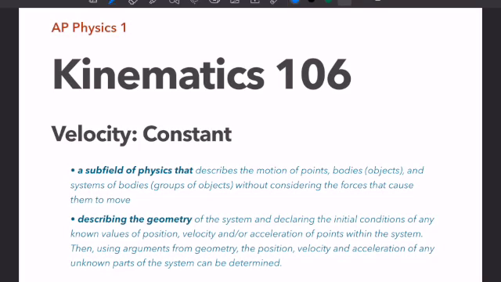Hello, welcome to this installment of AV Physics 1, Kinematics 106. In this topic, we are going to focus specifically on velocity, a particular type of velocity, constant velocity.